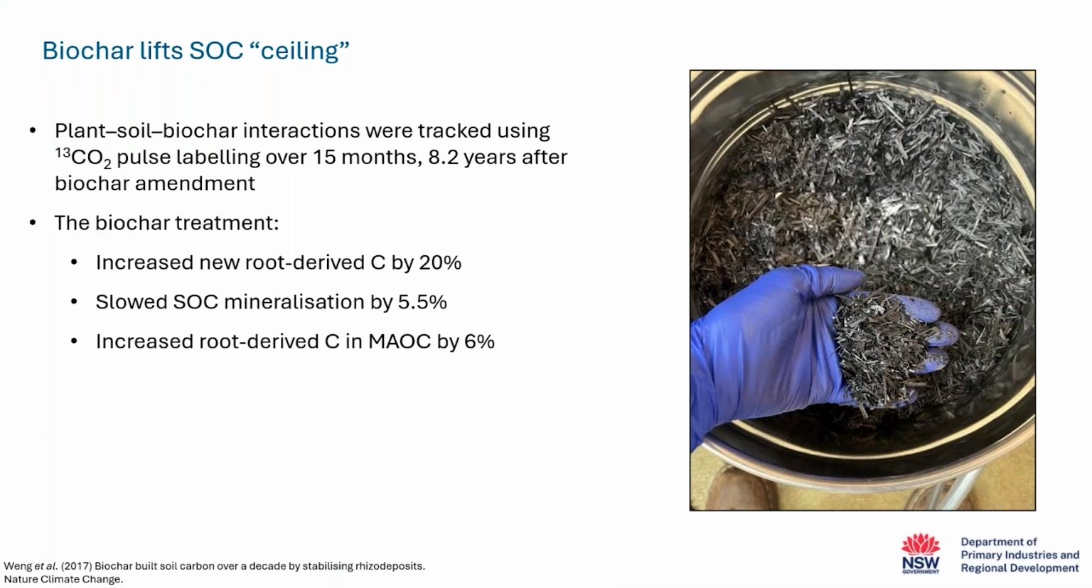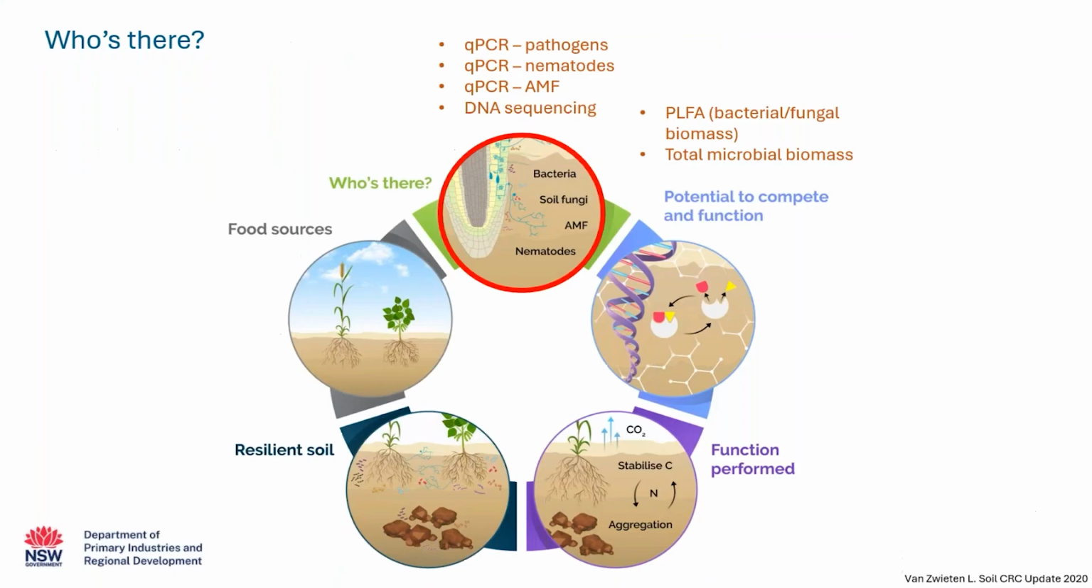Together, these changes mean that biochar not only adds persistent carbon to soil, but it also helps soil stabilize new carbon by modifying plant-microbe interactions.